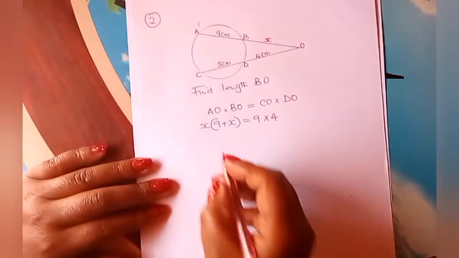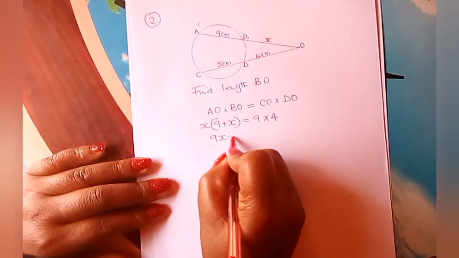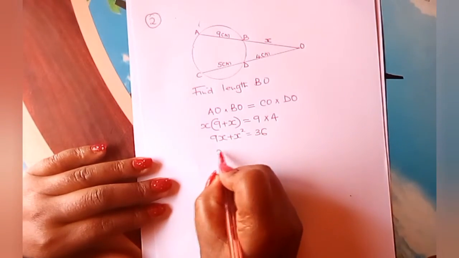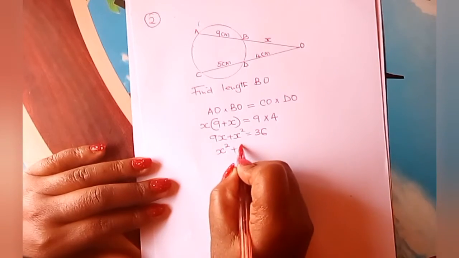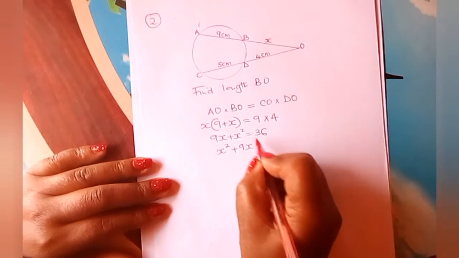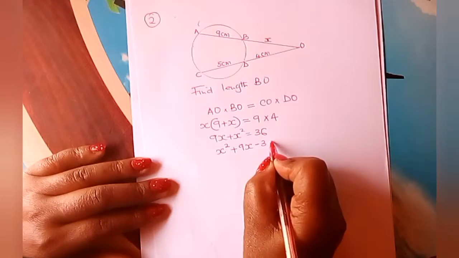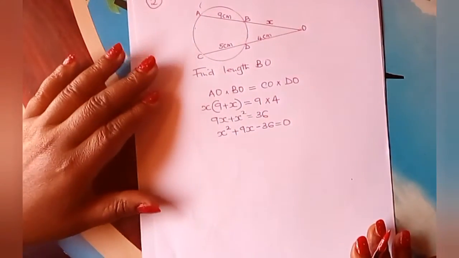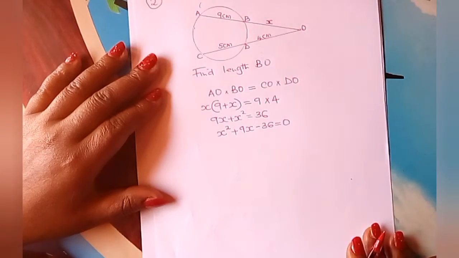Yes, from there now you remove the bracket, you get 9x plus x squared is equal to 36. You organize this: x squared plus 9x, bring this on this side, it becomes negative 36 is equal to 0. You end up with a quadratic equation which you now solve to get your x.